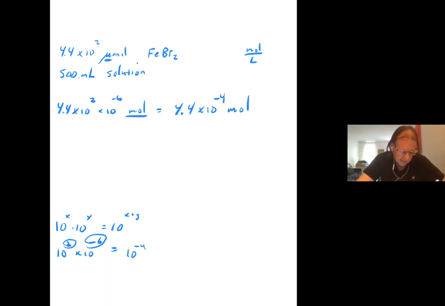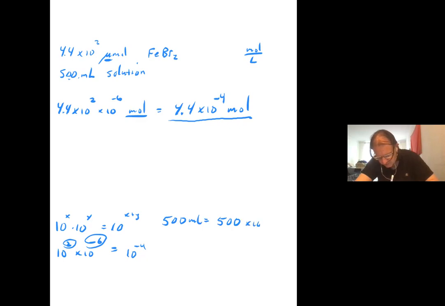Okay. And then let's do the milliliters. So you got 500 milliliters. We're going to divide this by the volume, right? So 500 milliliters. Milli is 10 to the minus 3. So that's 500 times 10 to the minus 3 liters.